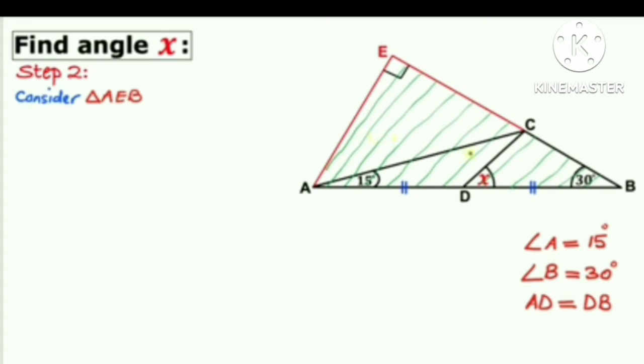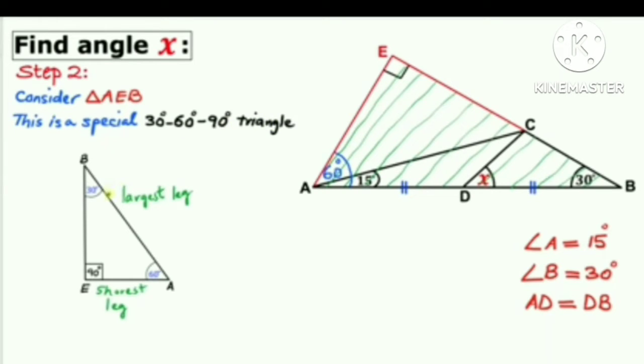Let's focus on this big triangle AEB. We know that this angle B is 30 degrees. This angle E is 90 degrees, and we know that the sum of the angles in any triangle is 180 degrees. So therefore this angle has got to be 60 degrees. And we can see that this is a special 30, 60, 90 degree triangle. And here's our 30, 60, 90 triangle.